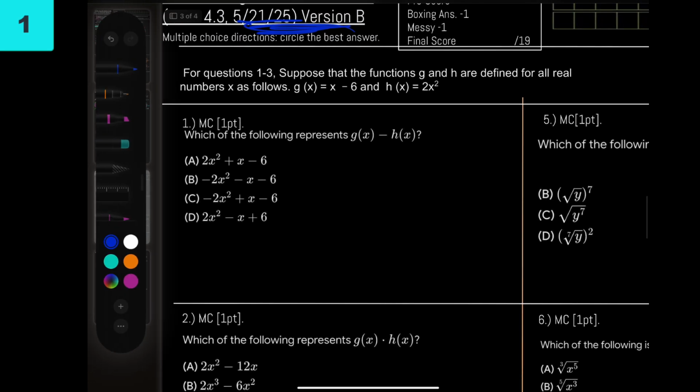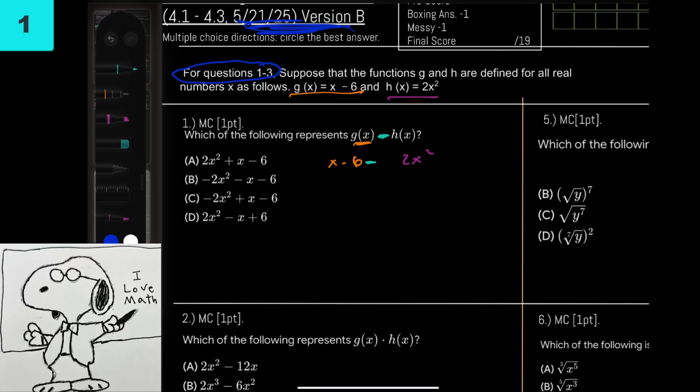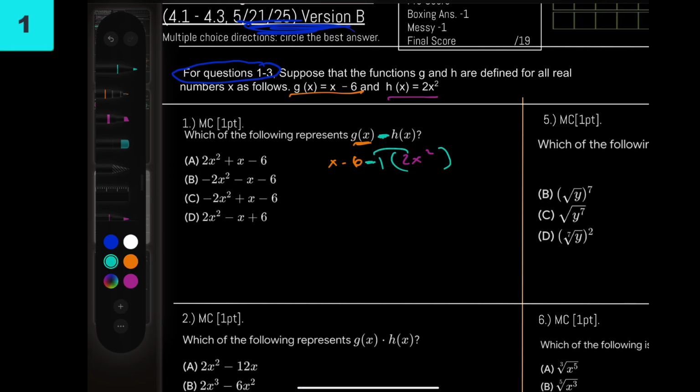Question number 1. For the first 3 questions, suppose the functions g and h are defined for all real numbers x as follows. G of x is x minus 6, and h of x is 2x squared. They're asking us to subtract, but if you subtract, remember it's like distributing the negative. So that'll become negative 2x squared. And then you can just put those in order. X is positive, and then this would be choice C.